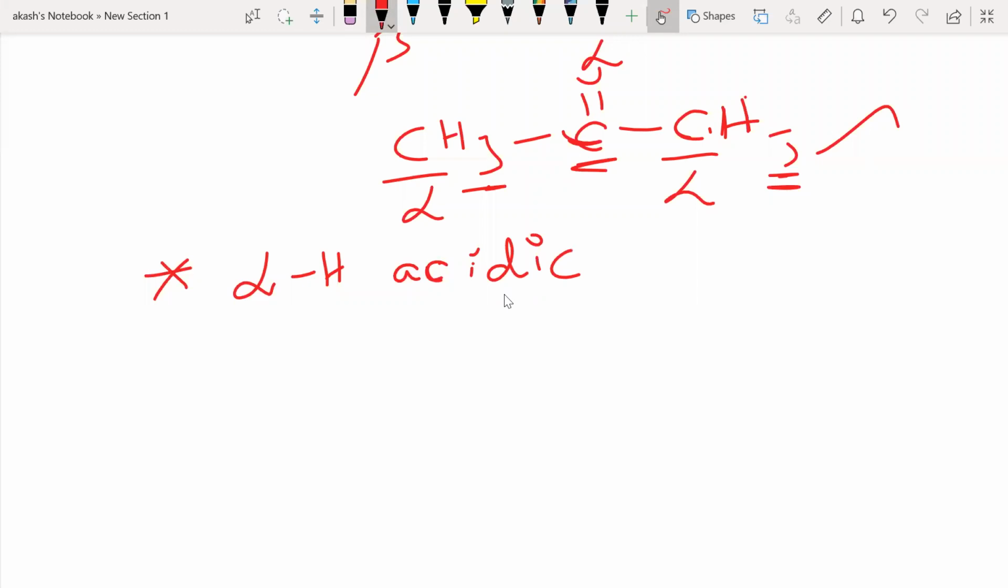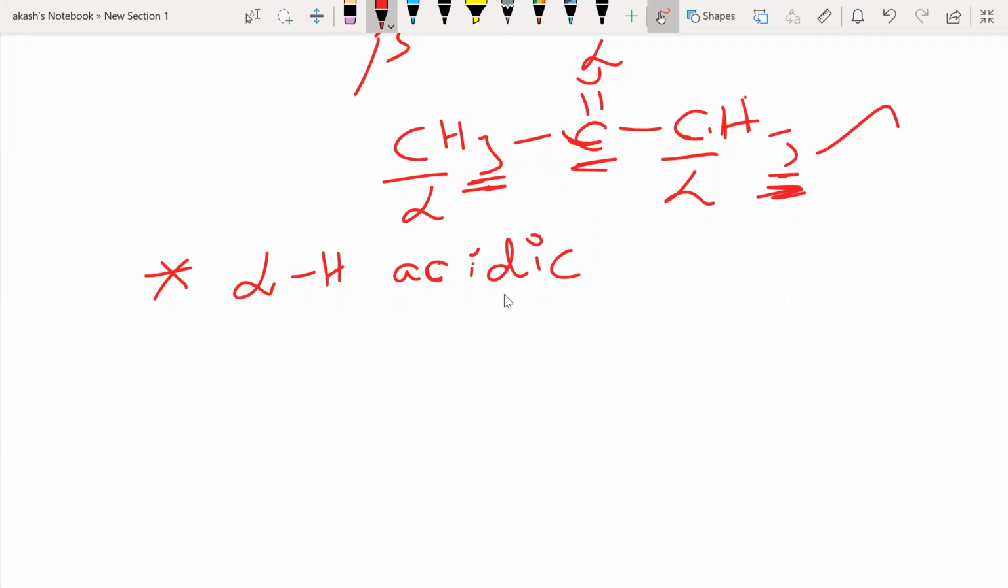Right, they are acidic in nature. That means I can remove one of these three hydrogens as H plus. So you generally don't see a C-H bond cleaving to give H plus, because we know the conditions in which I can get an acid. I should have high polarity difference, high electronegativity difference, and so on and so forth.